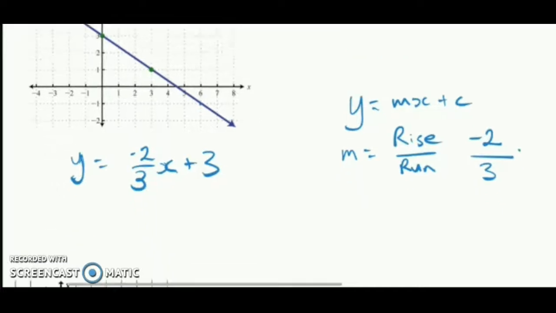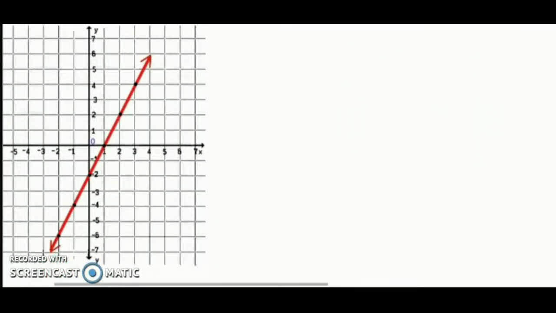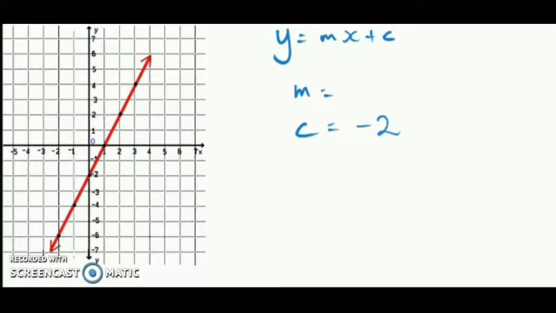Okay, so let's look at another one. Let's look at uphill, a positive gradient. So for our y equals mx plus c, the m equals and the c equals. C is the easiest one to find first. There it is right there, cutting at negative 2. The gradient from there, and it's nicely again dotted in where it cuts nicely on the crisscrosses. Okay, so we go up 2, across 1, rise 2, run 1.